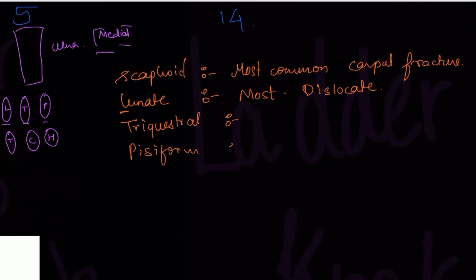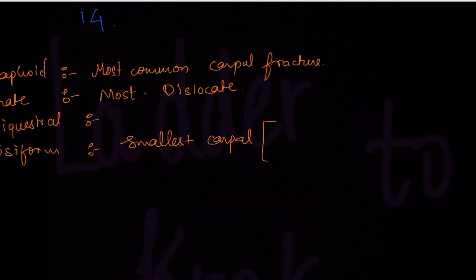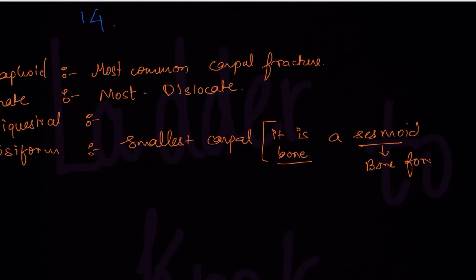Then you have pisiform. For pisiform, you have to remember that it is the smallest carpal. It is a sesamoid bone. Now what do you mean by sesamoid bone? First let's write that down. Sesamoid bone means bone formed from tendon.